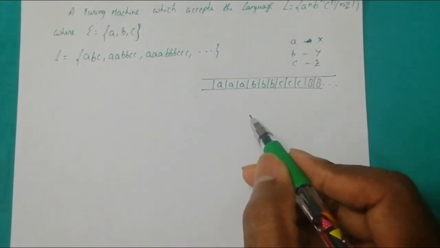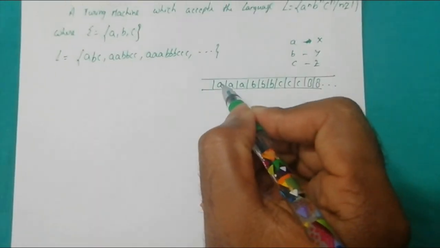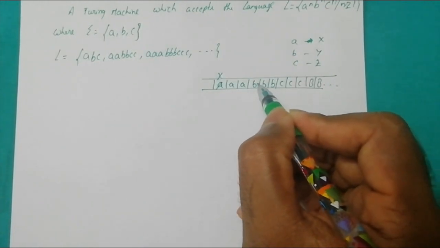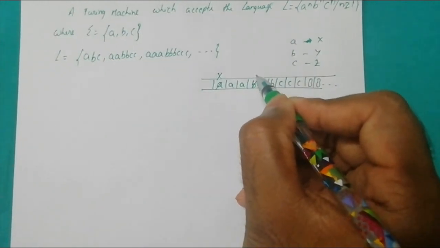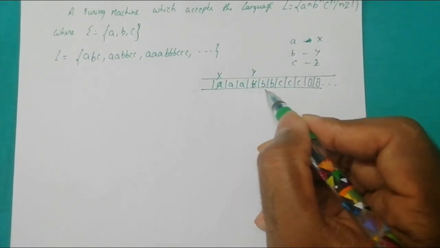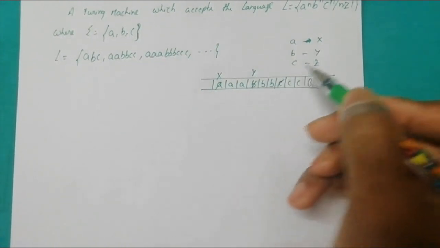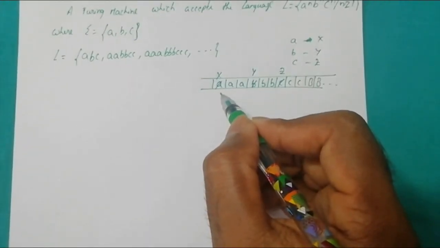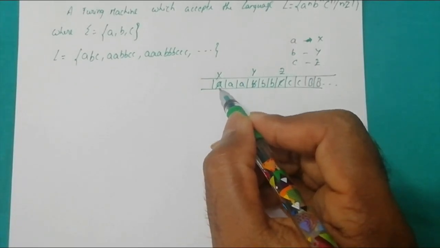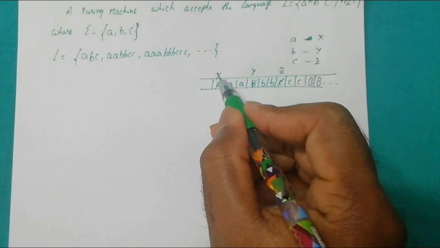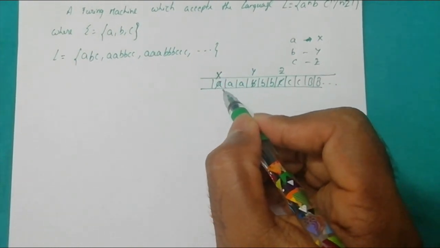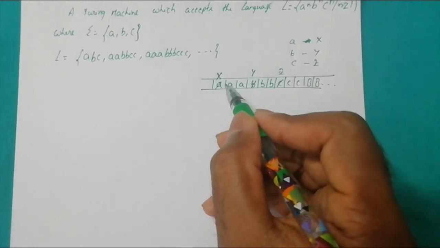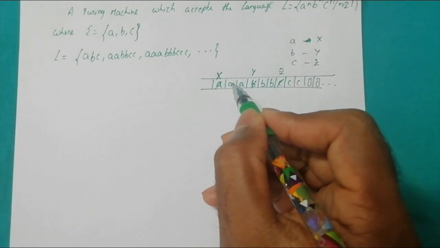That is done in a systematic way, in such a way that we first convert a into x and keep on moving to the right until we come across the first occurrence of b, and we convert that b into y. Again we keep on moving until the first occurrence of c, and we convert that c into z. Again we come back to the starting of the string, that is, to the most recent occurrence of x.